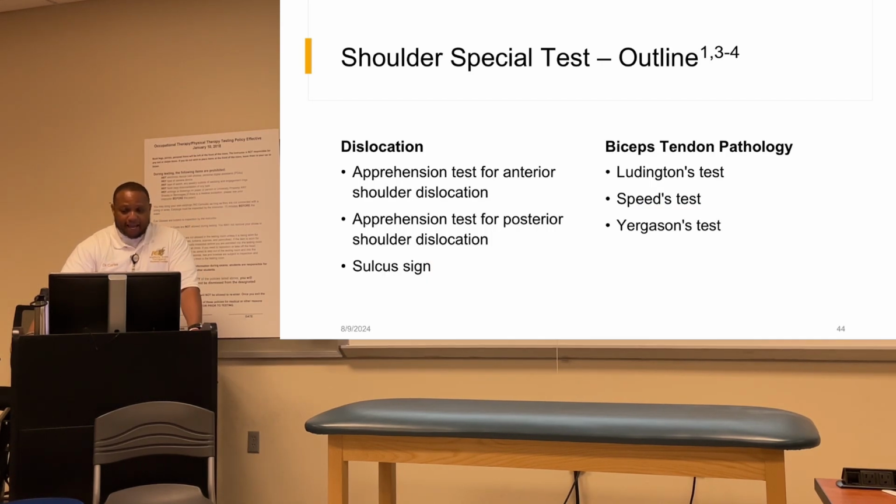Now the special test outline. You need to know, first of all, what these tests are for. You had an apprehension test for anterior shoulder dislocation, and there's an apprehension test for posterior shoulder dislocation. And then you have the sulcus sign for either GH joint or AC joint dislocation. For biceps tendon pathology, Ludington's test, Speed's test, and Yergason's test are your go-tos.